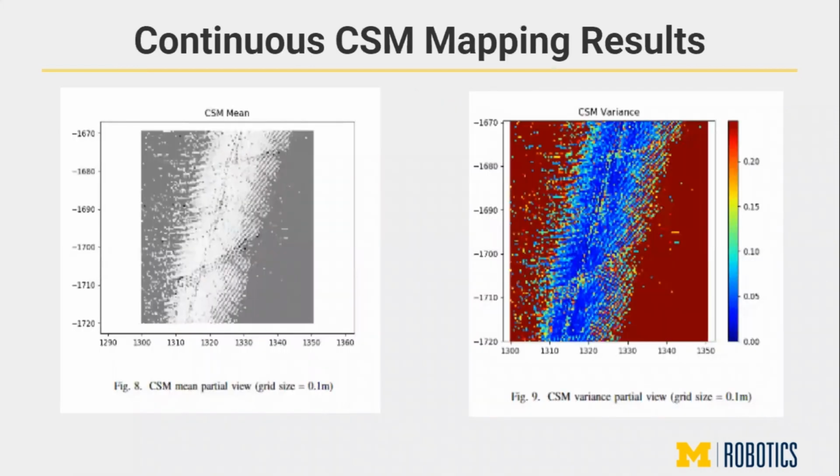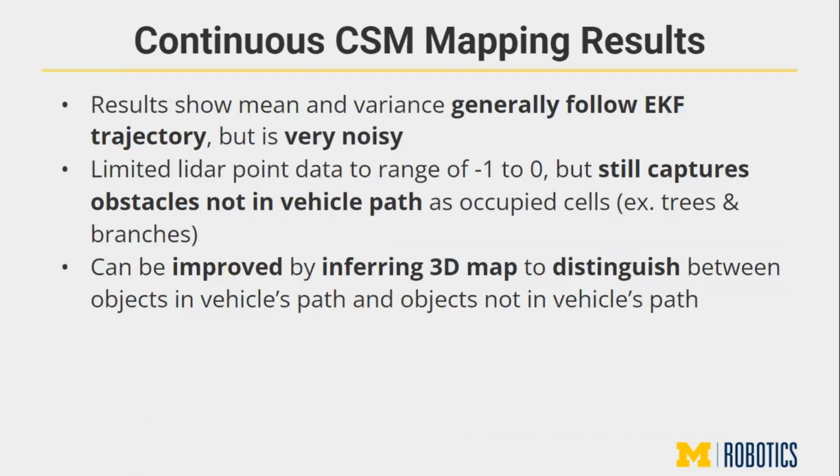Okay, so this is a result from our mapping algorithm. The results generally followed the trajectory shown before, but it's really noisy. Although we filtered the data, it still captured obstacles that are not on the path. So turning it into a 3D map might be helpful.